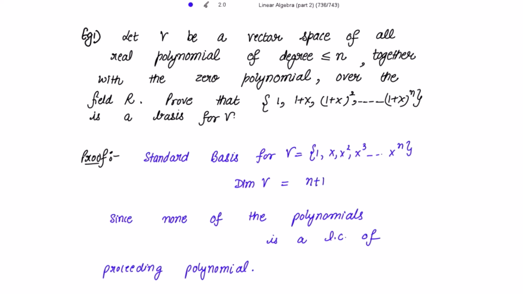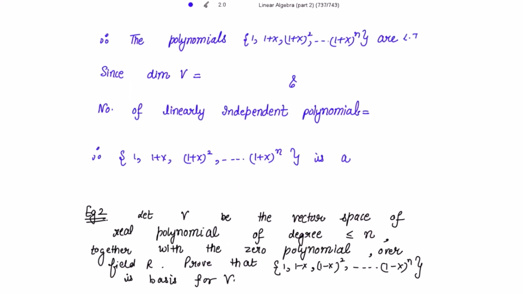Okay. Now you see that none of the polynomials 1 plus x, (1 plus x) whole square, and so on, up to (1 plus x) to the power n, is a linear combination of the preceding polynomials. So what can we say about this? These are then linearly independent. This is a result for linear independence: if none of the polynomials is a linear combination of the preceding ones, then those polynomials, vectors or elements are linearly independent. So these polynomials are linearly independent because none of them is a linear combination of the preceding polynomials.